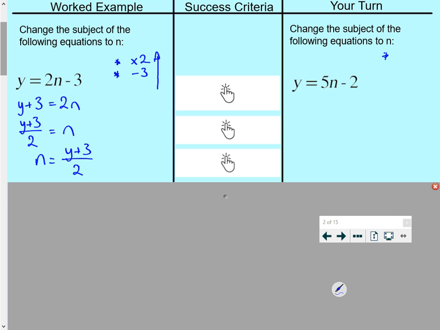So the first thing that I'm going to do to it is I'm going to multiply by 5, and then I'm going to take away 2. So I'm going to work backwards through that. So I'm going to do the opposite each time. So I'm going to add 2 to both sides. That'll be y plus 2 is equal to 5n. Then I'm going to do the opposite of times by 5. So that's divide by 5. So I write it as a fraction, and then I flip it round. So y plus 2 all over 5.